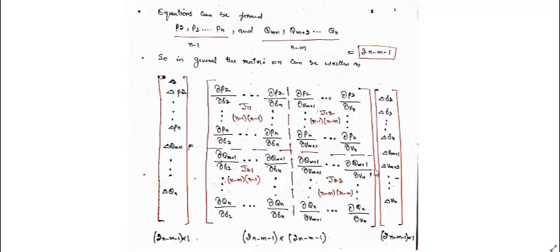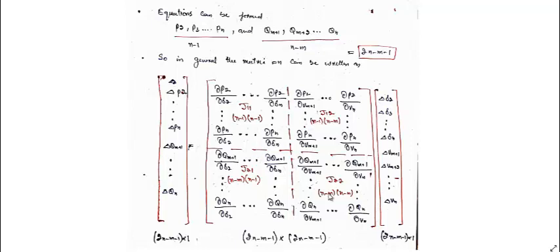Similarly for this case, you can see the Q equations will be n minus m, and V variables will be n minus m. So the number of rows will be n minus m, the same as the number of columns. The order of this will be n minus m into n minus m.